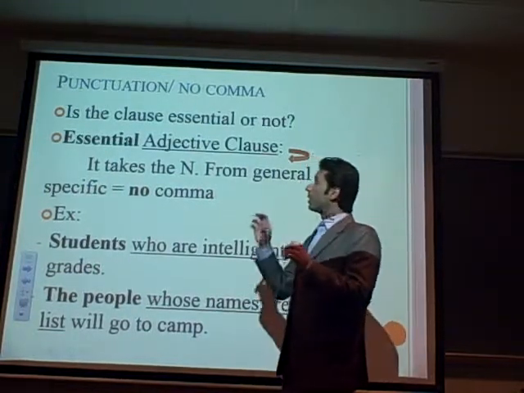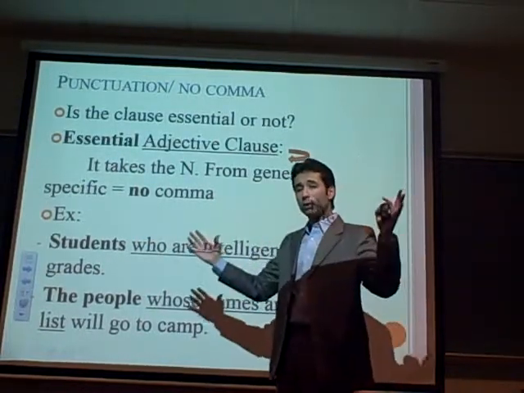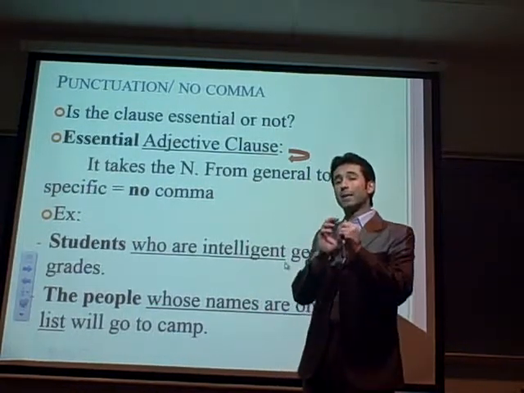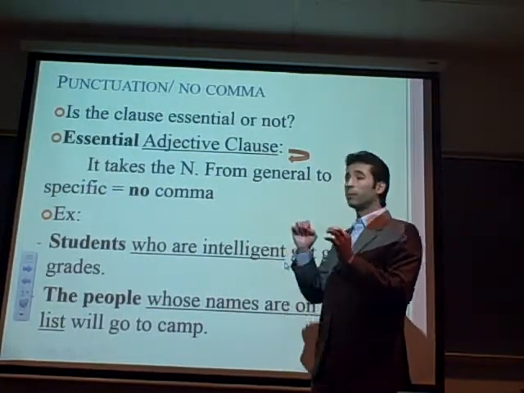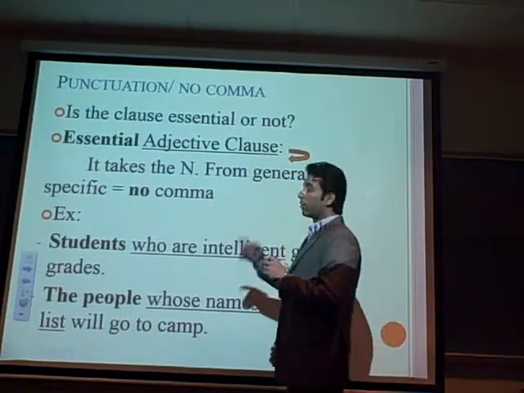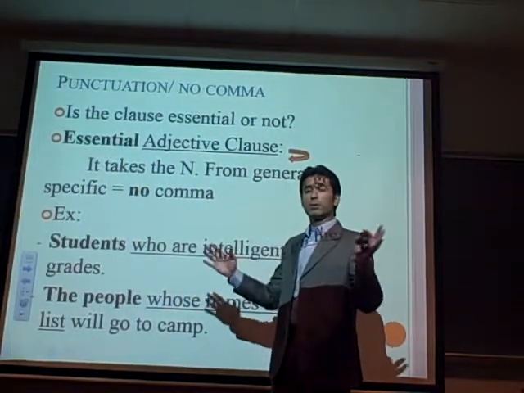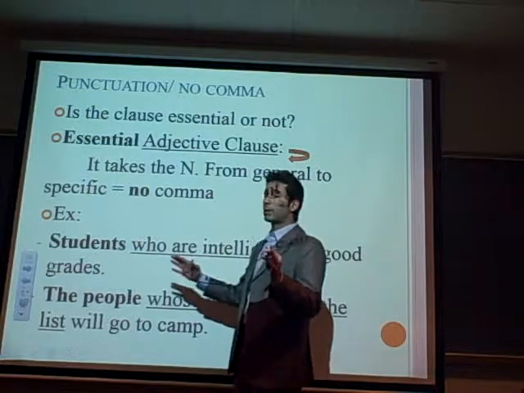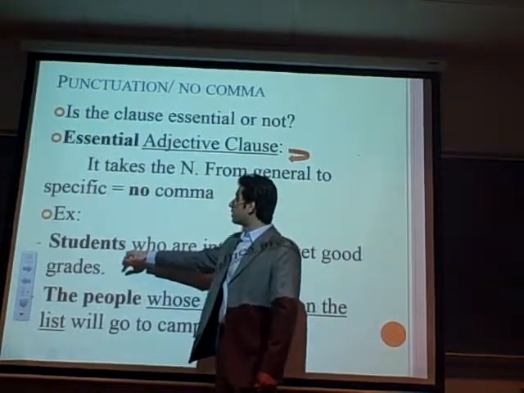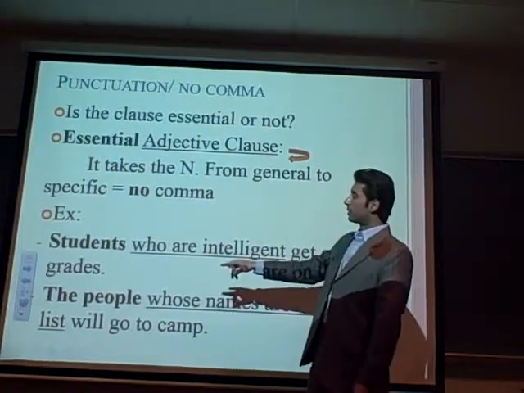Why is that? Because it takes the noun that it refers to from something general to something specific. So we need it in the sentence. It's not extra information. It is something important in order to understand the meaning of the sentence. For example, here, students, which is something general. We are talking about students in general. We don't talk about something specific like one name or proper noun. So here, students who are intelligent get good grades.